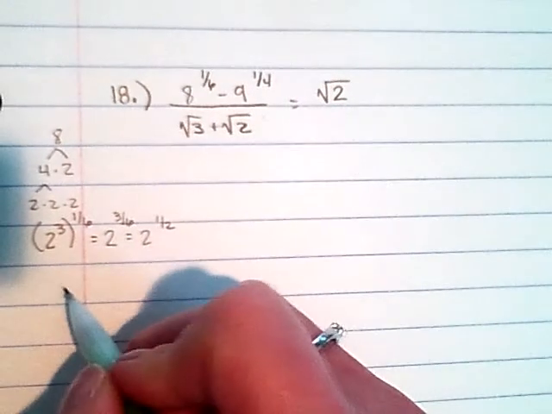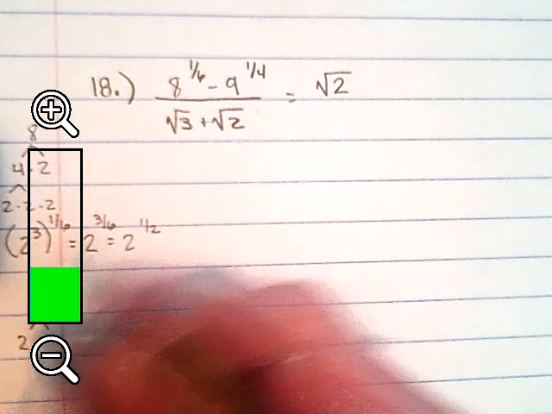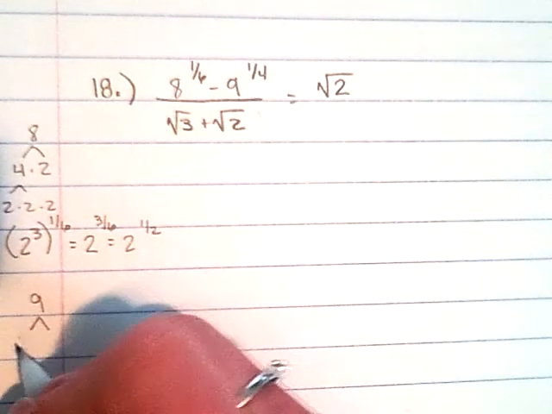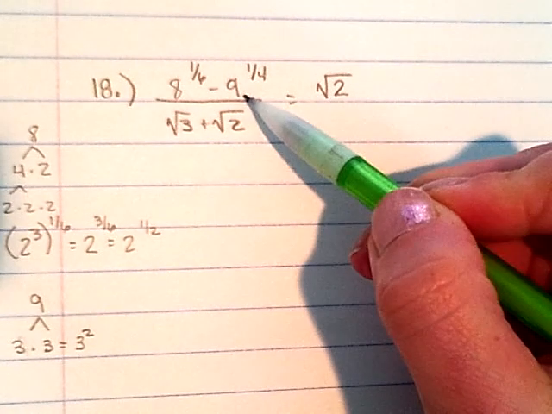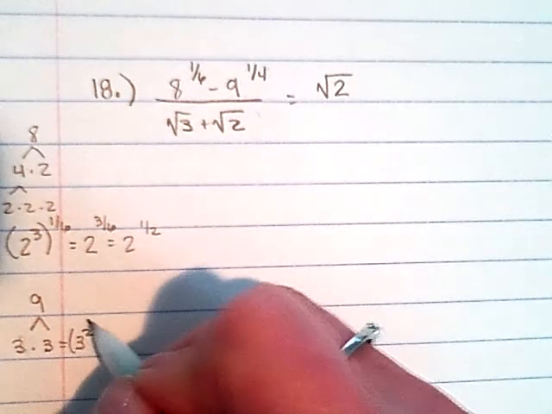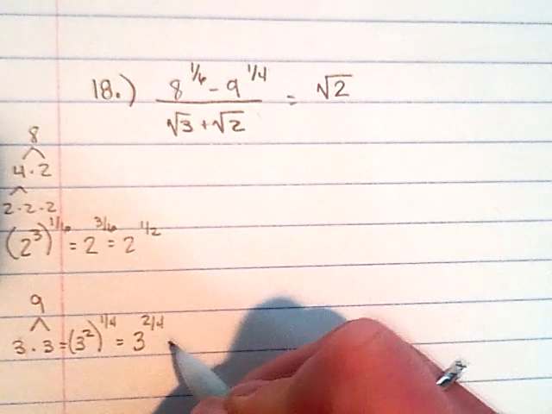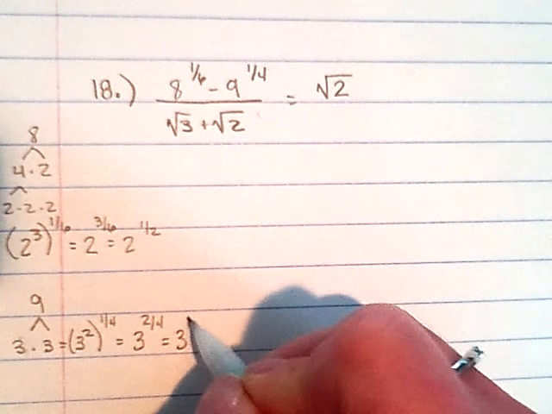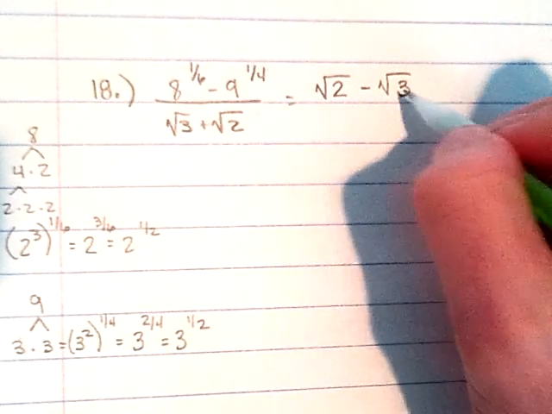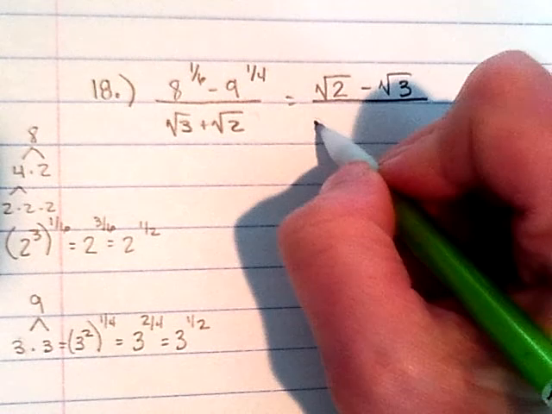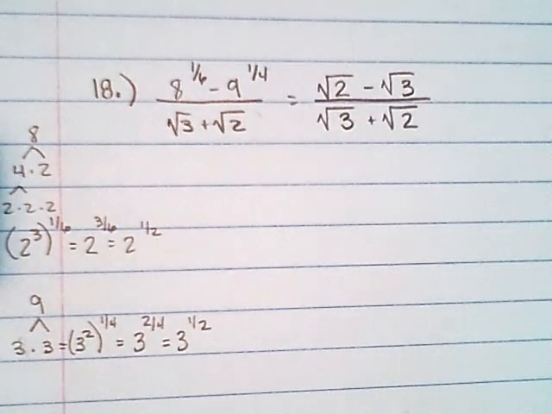I'm going to do the same thing with the 9. I know that if I factor 9 out, 9 factors into 3 times 3, which is really 3 squared. So I'm taking that 3 squared to the 1/4 power, which is the same as 3 to the 2/4 power, or 3 to the 1/2 power, which is also the square root of 3. So now I've simplified the numerator and put it back into radical form.